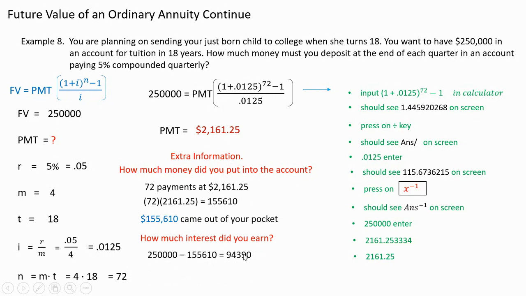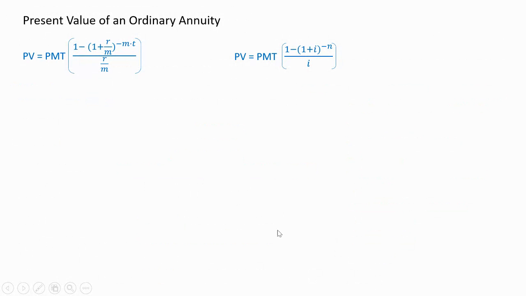And maybe if you guys plan on sending your kids to college and actually paying for them, which you should, I believe this is a good formula to use. Okay. So 94,390 came from the earned interest. I believe I have one more formula to cover, which is the present value of an ordinary annuity. This is something for 5.4.